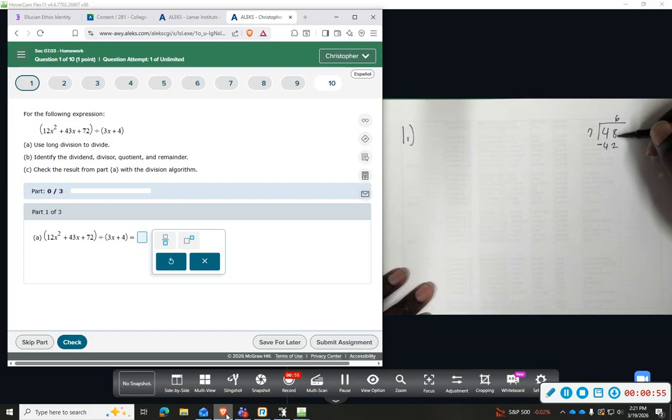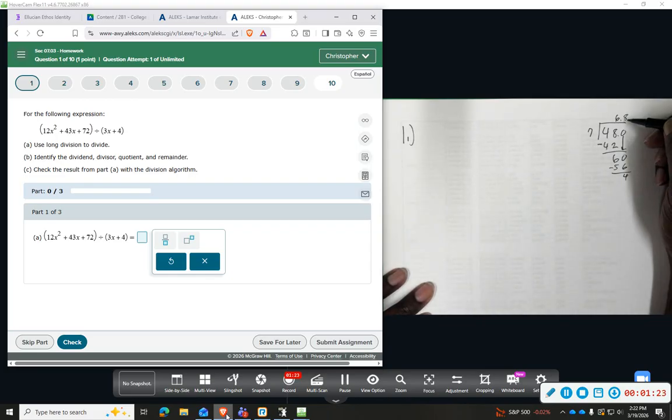Once we subtract, if we had more numbers or if we wanted to do decimal points, we would bring down the next term and repeat that process. How many times will 7 go into this number? 7 will go into 60, 7 times 8 is 56. Okay, so we get 56, and then we subtract. We get 4. And then we can continue that process as long as we wanted to.